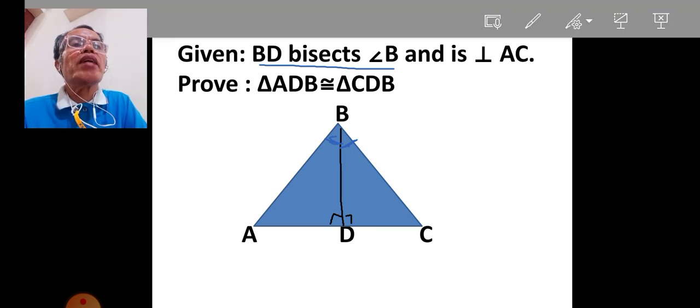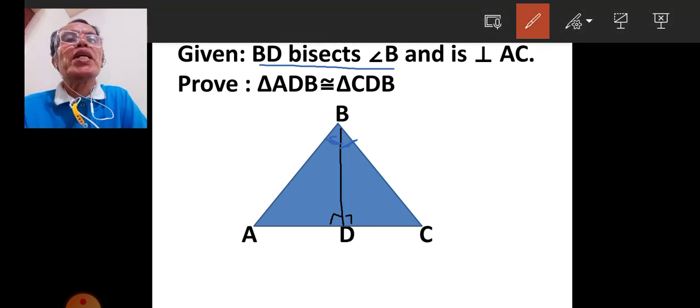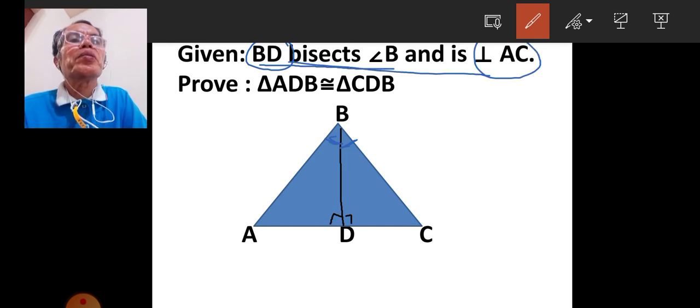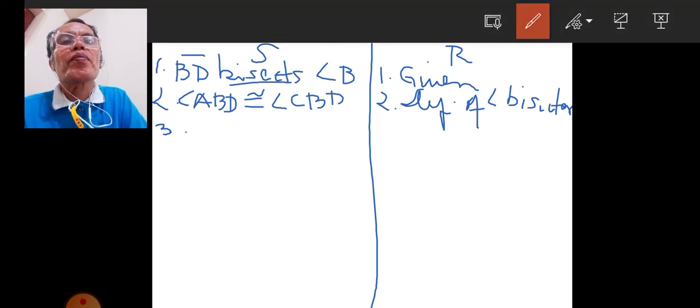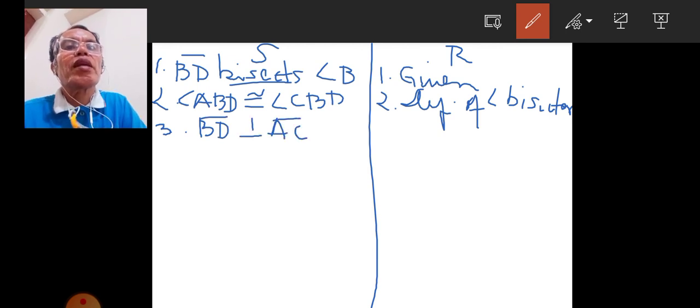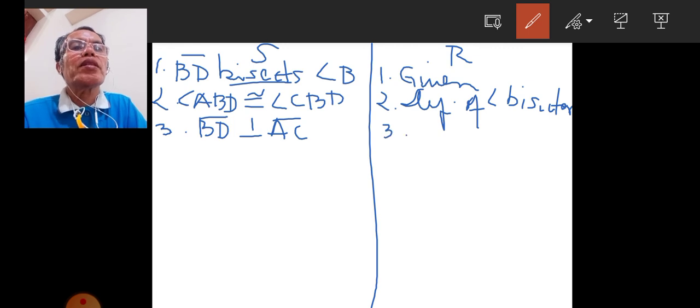Our next statement must be BD is perpendicular to AC. So BD is perpendicular to AC. So our reason is given.